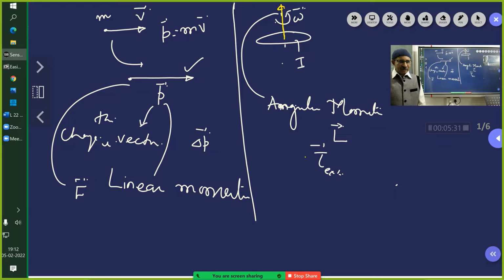So can you coin it with some better words? If the external force results in a torque on this body, if the external force creates a torque on this body, then this angular momentum will change. That will be better. It will not give rise to any confusion. So that is very clear.